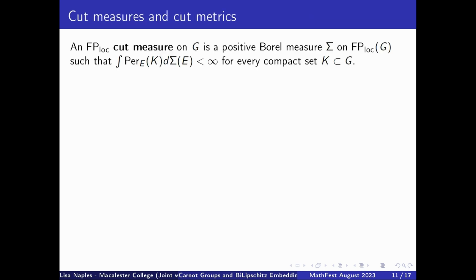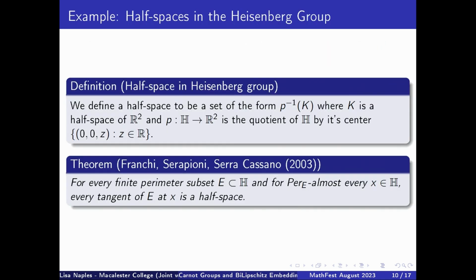I'm going to say a few more things about where the result of Franchi, Serapioni, and Serra Cassano was used in the results of Cheeger and Kleiner, because this is where we need our adaptations for general step-s Carnot groups.